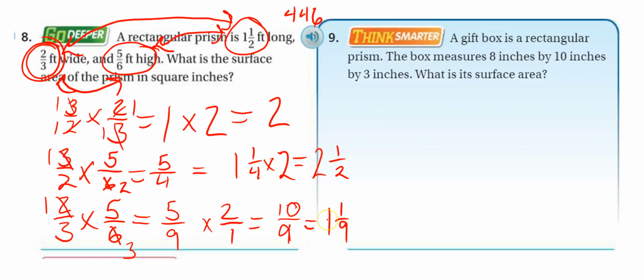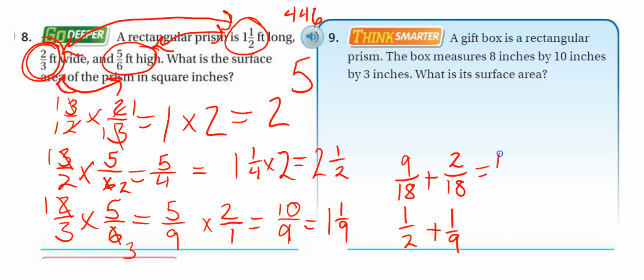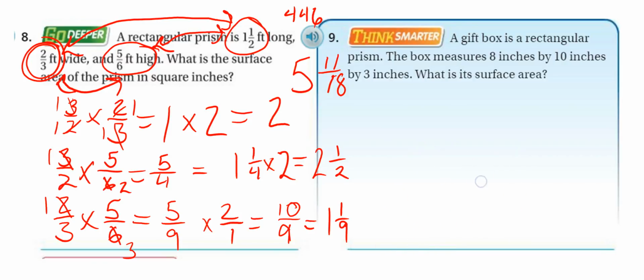2 plus 2 plus 1 is 5. And then lastly, we do 1/2 plus 1/9. Got to change these. Let's change them to 18ths. Got to multiply 9 by 2 to get to 18, so we multiply the 1 by 2 to get 2 18ths. And then half of 18 is 9, so that's 11 18ths. So 5 11/18. And remember, we're dealing with area here, so it's 5 11/18 feet squared.